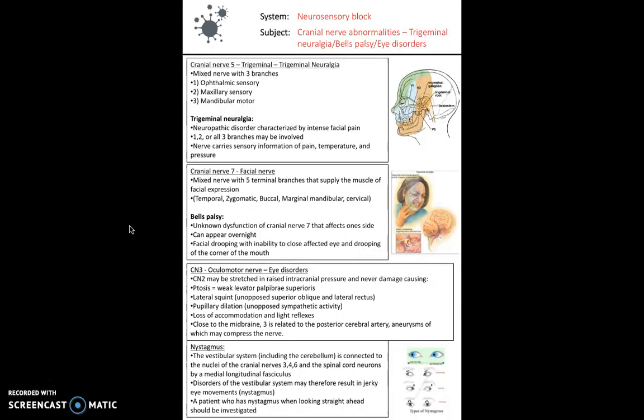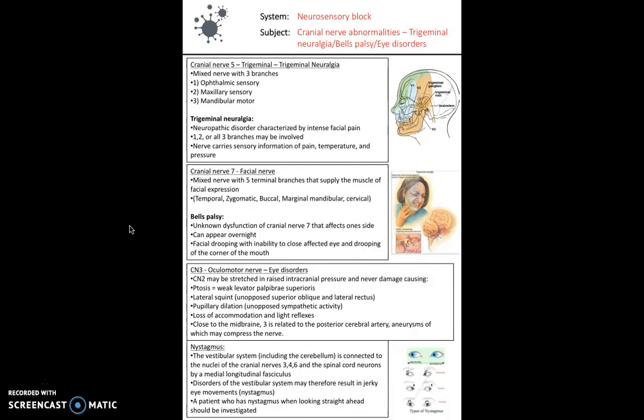Trigeminal neuralgia is a neuropathic disorder where there is intense facial pain for the patient. It could encompass 1 branch, 2 branches, or all 3 branches of the trigeminal nerve. And the nerves carry that sensory information of pain, temperature, and pressure.